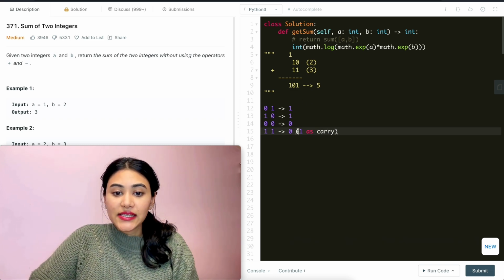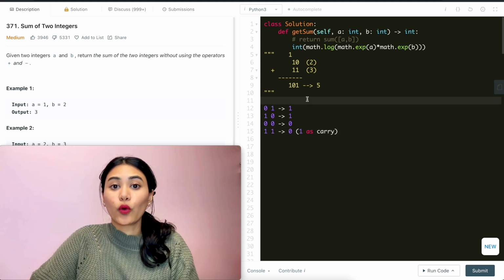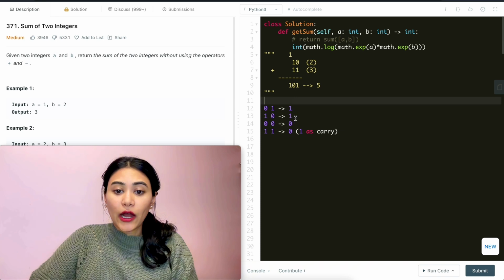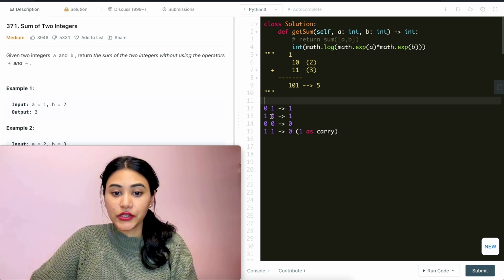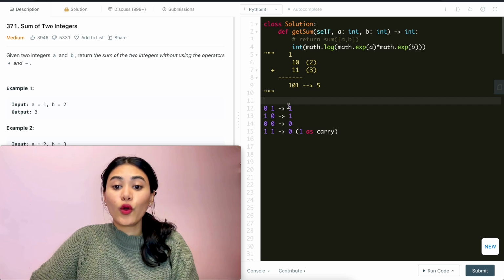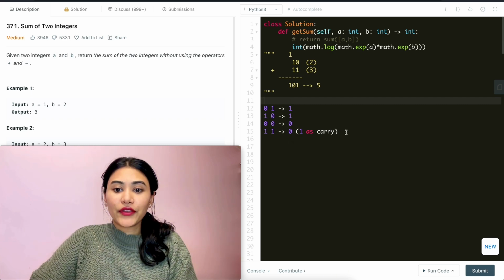So what does this truth table remind us of? This is an XOR or an exclusive OR, where we output a 1 if the digits are different. If they're the same, if we have 0, 0 or 1, 1, we would output a 0. So that takes care of the output we would have without the carry. Now, what about the carry?